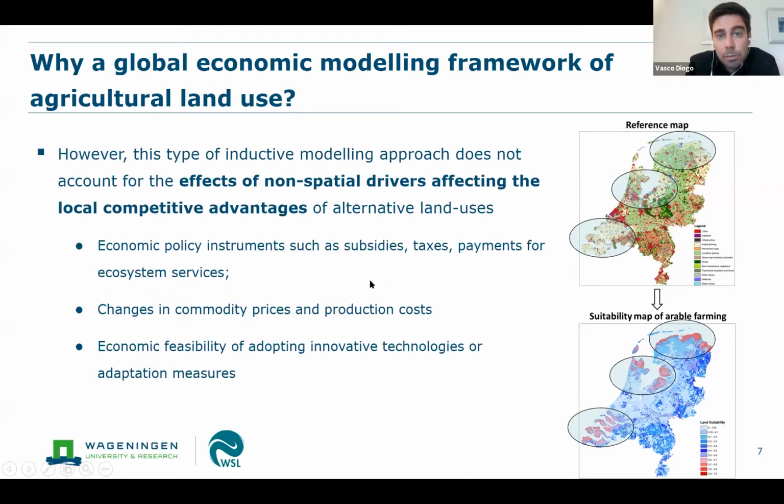However, this type of inductive modeling approach does not really account for the effects of non-spatial drivers that can affect local competitive advantages of alternative land uses. That means that the coupling with global equilibrium models is to some extent incomplete, because economic policy instruments such as subsidies, taxes, payments for ecosystem services, or changes in commodity prices and production costs, or either the feasibility of adopting alternative technologies or adaptation measures, cannot be fully taken into account because they cannot be translated into a spatial map directly.